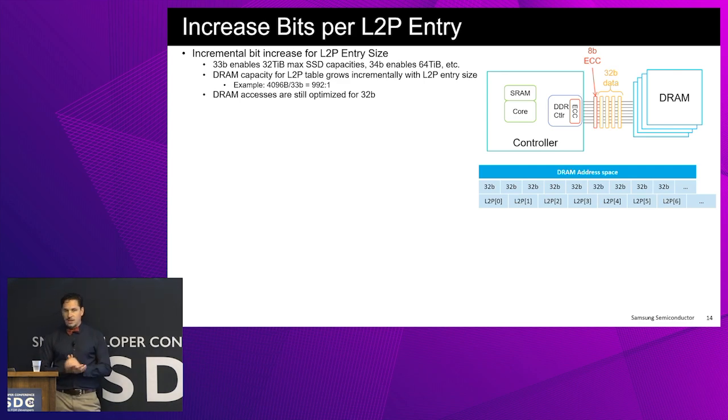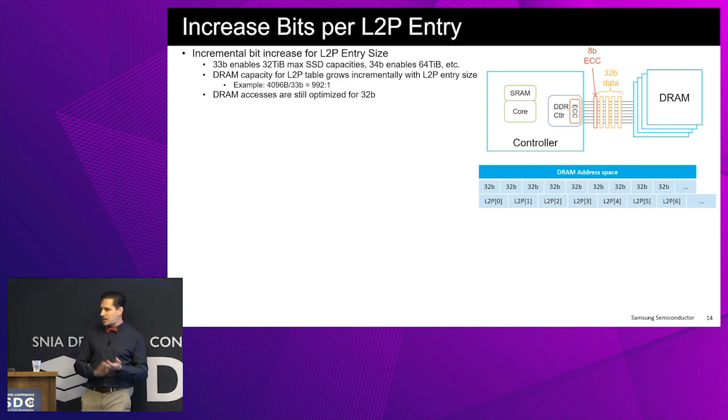One is that we could increase the bits per L2P entry. We could increase it to 33 bits for a 32 terabyte maximum capacity drive, 34 for each one after that. We end up having this concern that our DRAM accesses are still optimized for 32-bit. And it's really, again, our processors and SRAMs are also 32-bit as well.